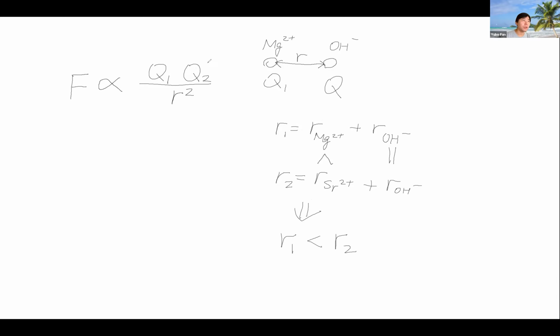So the top part of the fraction is the same, but the bottom part, we also can have R1 squared is less than R2 squared. Then we can get F1 is greater than F2. Here F1 is for magnesium hydroxide, here F2 is for strontium hydroxide. Then you can explain why the lattice energy for magnesium hydroxide is greater than strontium hydroxide. Okay?